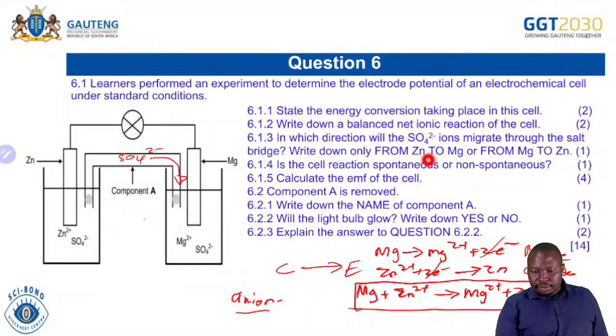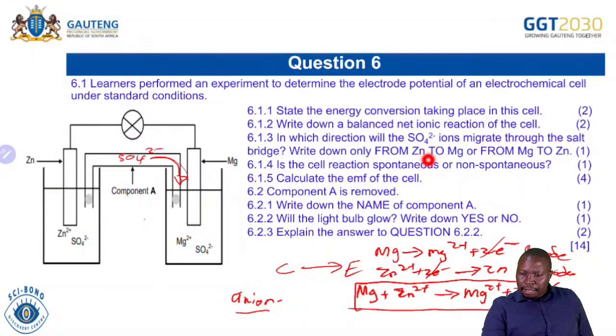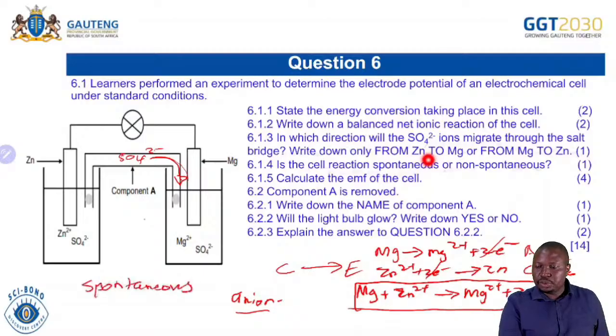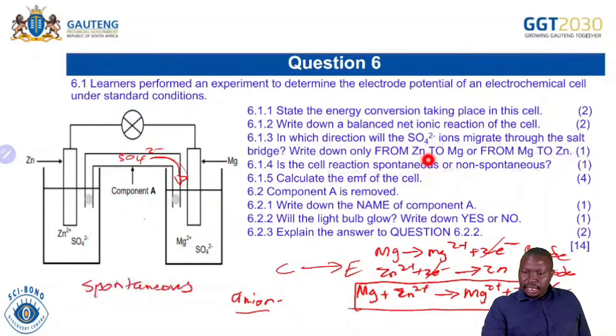So you know that it means that the SO4 minus will go that side, and then in which direction will it go? We said, is the reaction spontaneous or non-spontaneous? Remember, we said a galvanic cell is spontaneous, but an electrolytic cell is non-spontaneous. So this one you will say is a spontaneous cell. And then we are saying, is the cell reaction spontaneous or non-spontaneous? We said it's spontaneous. Calculate the EMF.